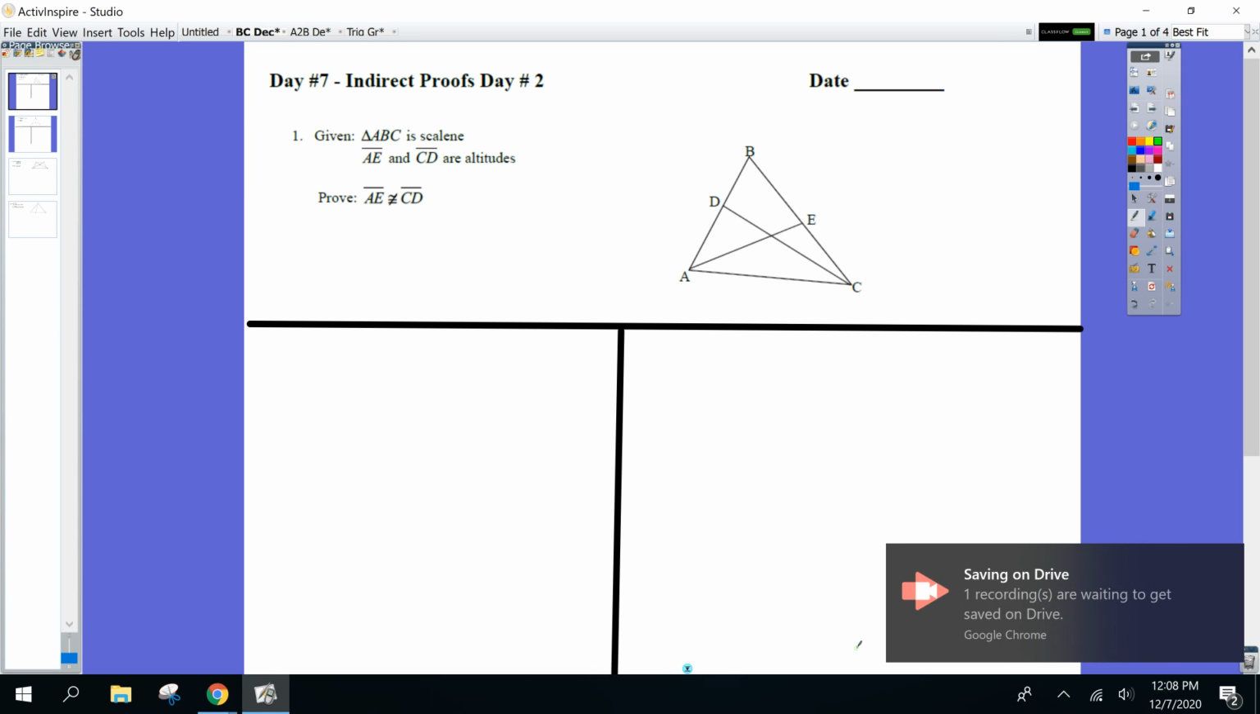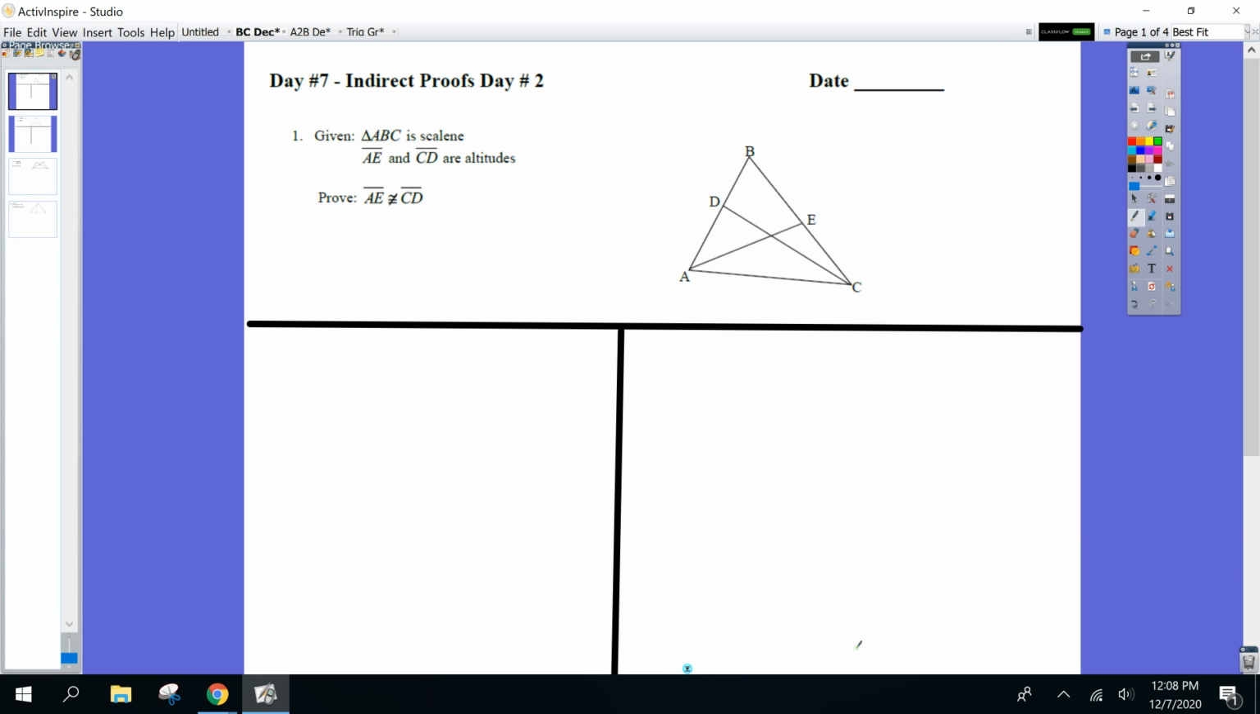Okay, guys, let's move on. It's the second day of indirect proofs. What's going to change? Nothing. The process is still going to be the same. Assumption. We're going to contradict a given. And at the end, we're going to write assumption led to contradiction. That's not going to change for us.